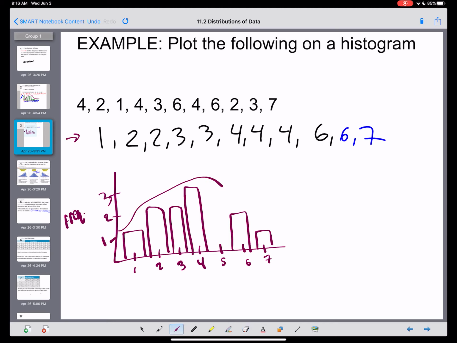Right? And I can draw a little curve like that. The reason we draw that curve is for us to see the pattern. It should be a lot easier.